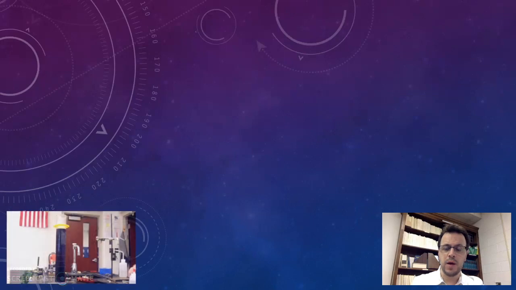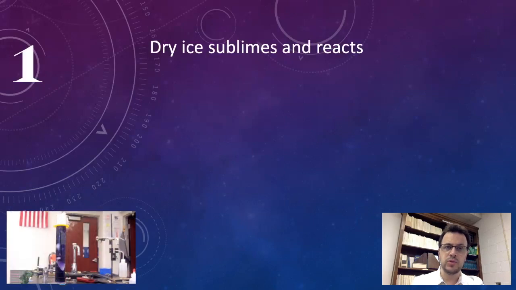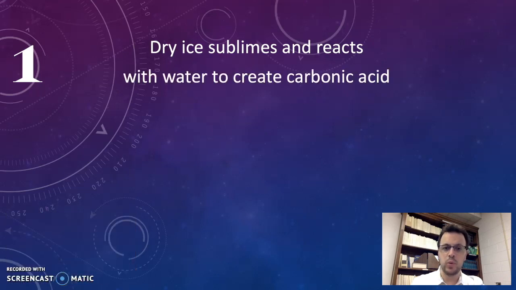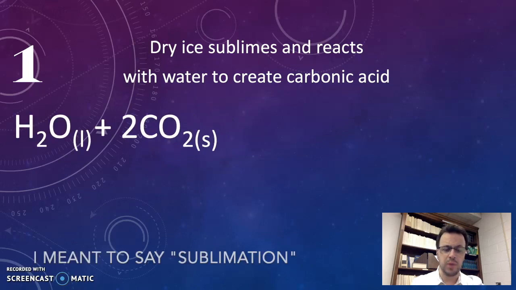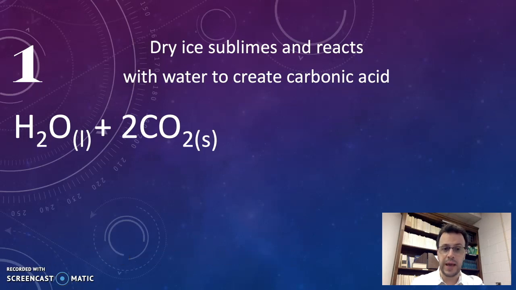Stage 1 is actually the reaction between the solid carbon dioxide, or dry ice, which sublimes and reacts with water to create carbonic acid. So we have our water, we have our dry ice. Sublime is the process by which a solid turns into a gas. It doesn't go through a liquid phase, which, if we think of ice and water, it's a little confusing to think about that immediate transition.